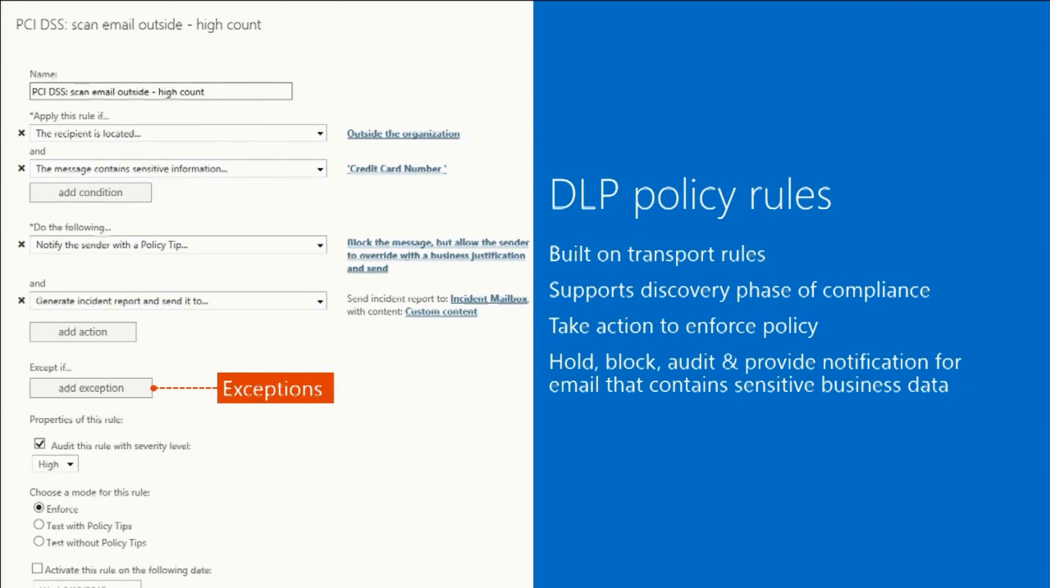So if they do that, we're just going to log it. We're not going to notify them. We're not going to block them. It's normal. If they happen to send 1,000 credit cards, or let's say more than 10 at a time, that's not normal. We'll take a different action. But those are the exceptions where you can manage it.